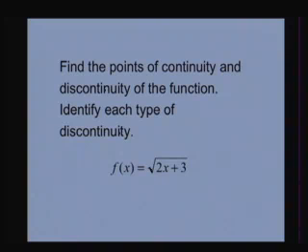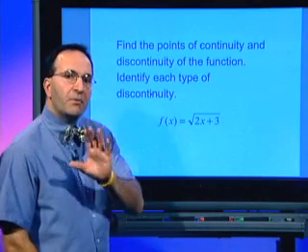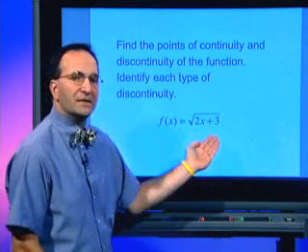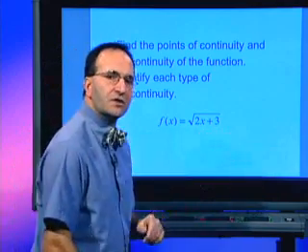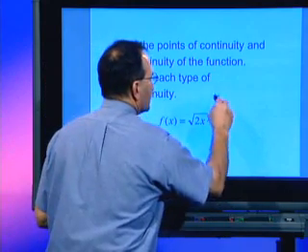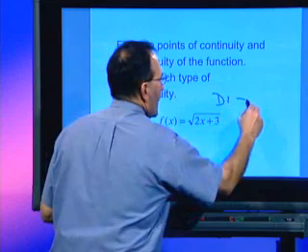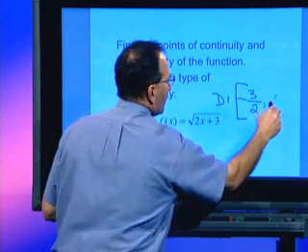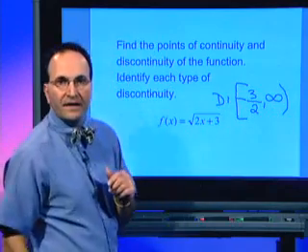Find the points of continuity and discontinuity of the function. Identify each type of discontinuity. Well, first of all, let's look at the domain of this function. We've got a square root, which means anything underneath there has to be 0 or greater, which means the domain can start at -3/2 inclusive, and then go all the way up to infinity.